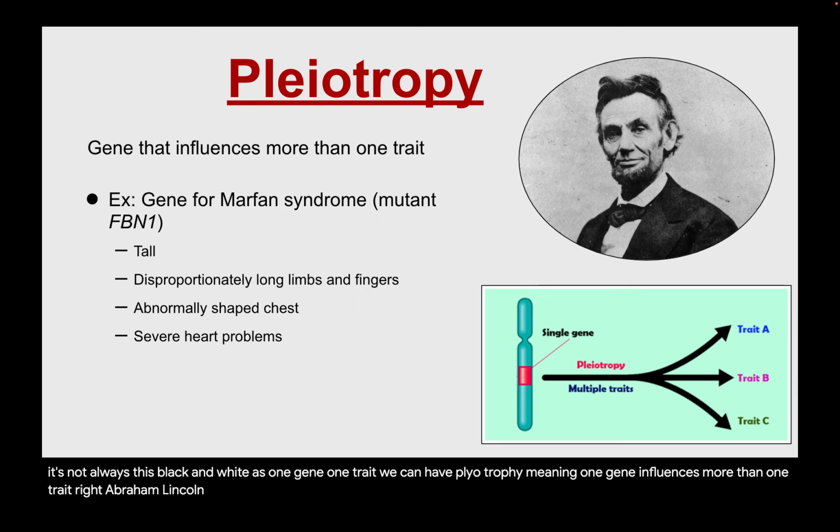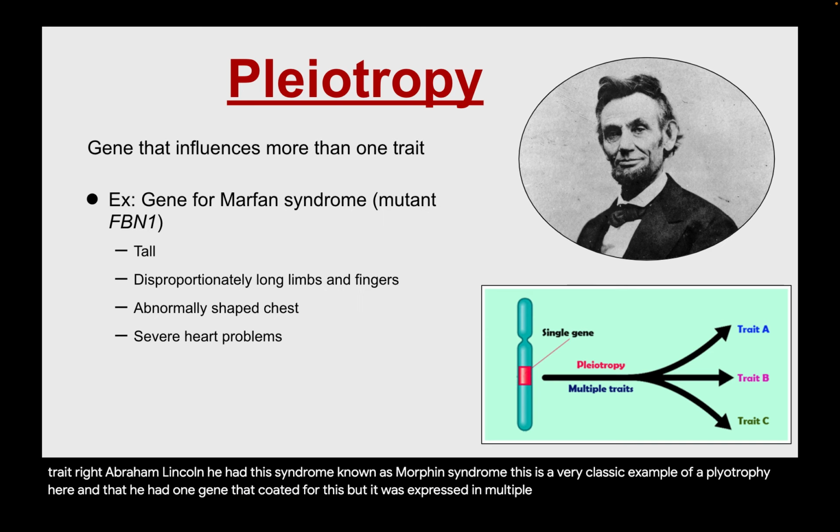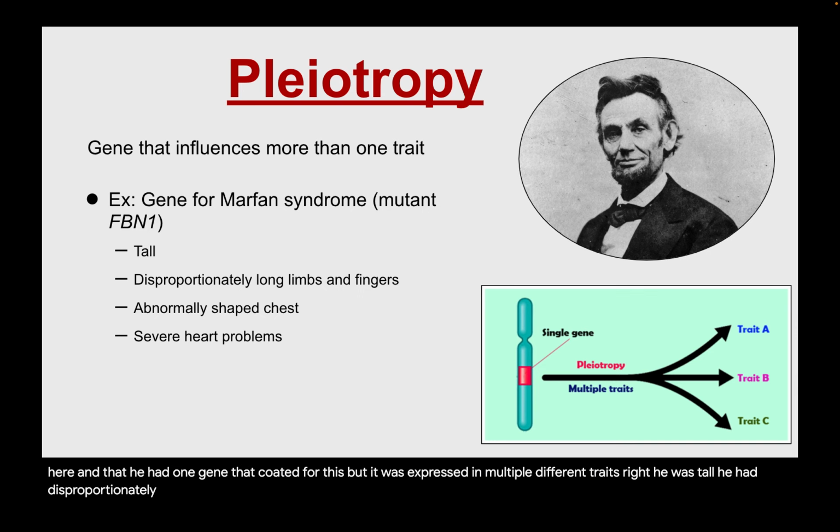Abraham Lincoln had a syndrome known as Marfan syndrome. This is a very classic example of pleiotropy, in that he had one gene that coded for this Marfan syndrome, but it was expressed in multiple different traits. He was tall. He had disproportionately long limbs and fingers. He had severe heart problems and an abnormally shaped chest. That's all from one gene. So that would be pleiotropy. One gene, multiple traits.